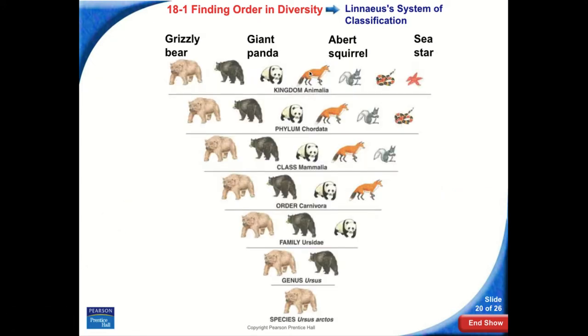So here's a look at the pyramid, and there's a corresponding sheet that you're going to fill in the different levels. So you have kingdom, phylum, class, order, family, genus, and species.